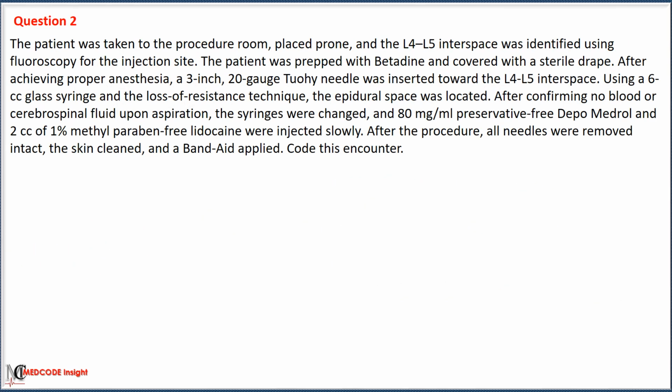The patient was taken to the procedure room, placed prone, and the L4 to L5 interspace was identified using fluoroscopy for the injection site. The patient was prepped with Betadine and covered with a sterile drape. After achieving proper anesthesia, a 3-inch 20 gauge Tuohy needle was inserted towards the L4 to L5 interspace. Using the 6 cc glass syringe and the loss of resistance technique, the epidural space was located.